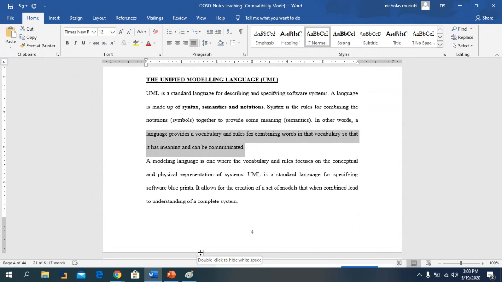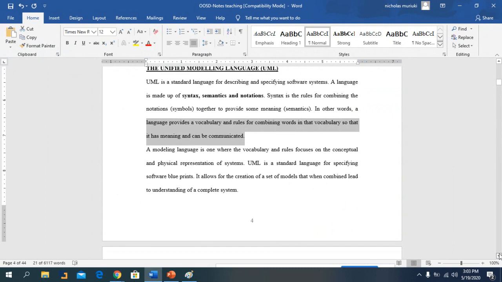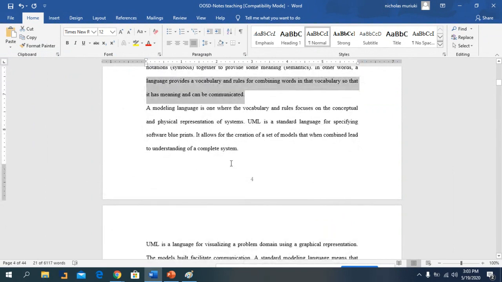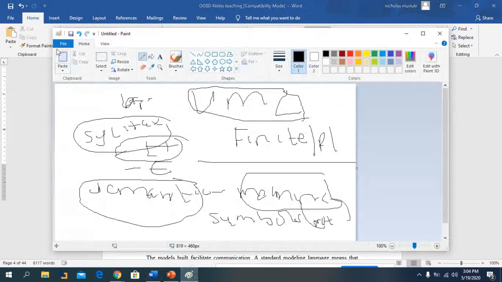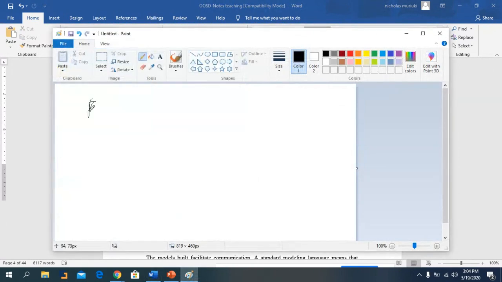It still allows the user to use different languages. And most of these languages we will be able to look at. Maybe we can use Terra, maybe we can use Visio, maybe we can use other software that is in the market today. And that's why we are saying the model is one where vocabulary and rules focus on conceptual and physical representation of the system, meaning it allows you to come up with a blueprint. And this blueprint is the one that we are interlinking. So maybe I have system A, and I have another system B, and I have system C. How will I create a model that can interlink these systems? Remember, these are different systems. Maybe this is a ZTech.